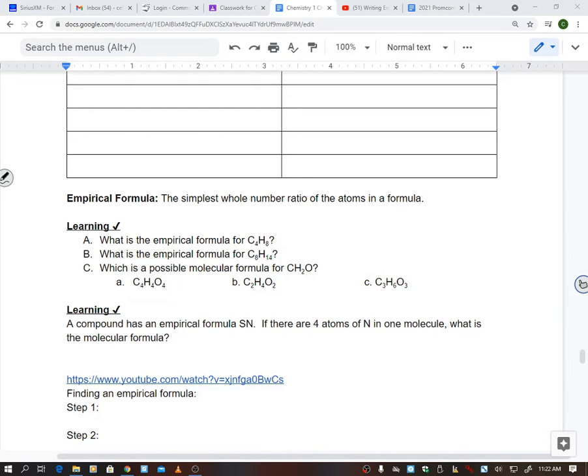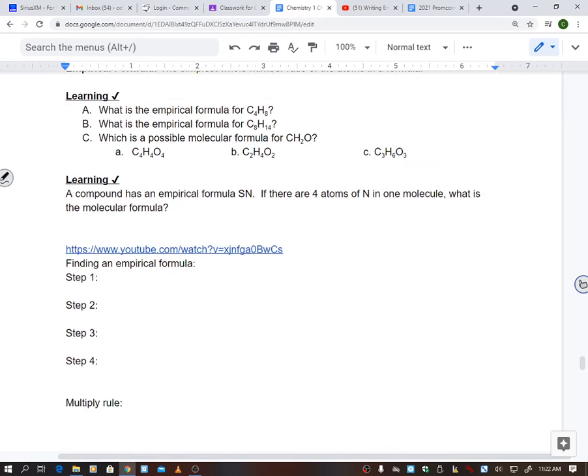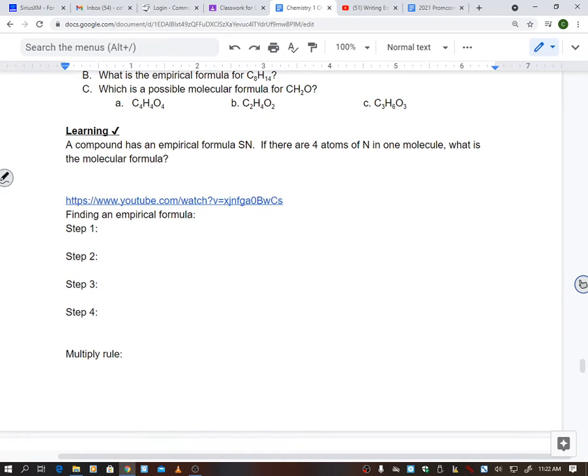All right, this one tends to give kids a little bit of issue in previous years. And it says a compound has an empirical formula SN. If there are 4 atoms of nitrogen in one molecule, so it's saying that you have N4, what is the molecular formula? Well, if this goes from a 1 to a 4, I multiplied by 4, right? So that means S also has to be 4, right? So basically all I'm saying is, how did I get 4 here? Well, I had to multiply by 4, so it's S4N4, okay?